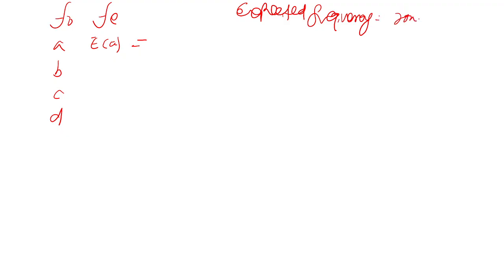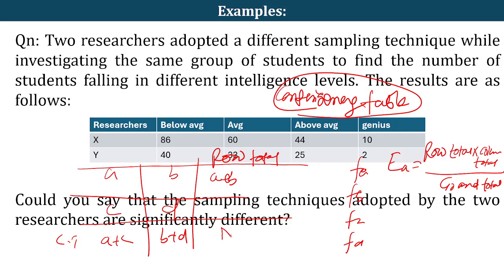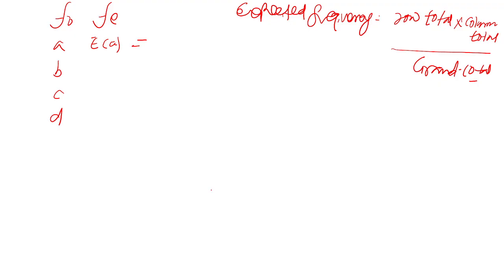It's going to be row total into column total upon grand total. So for E of A, how much will it become? This will become N. N will say grand total.